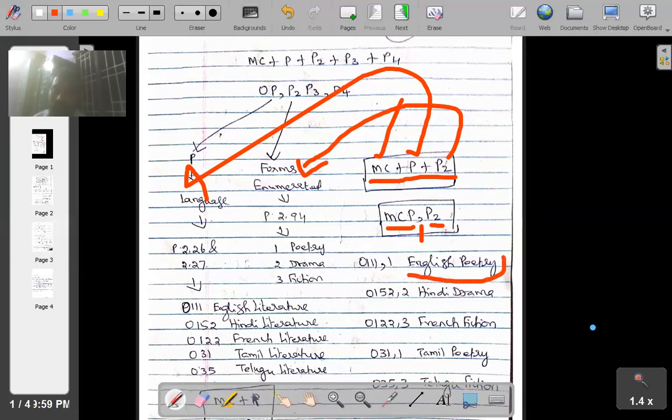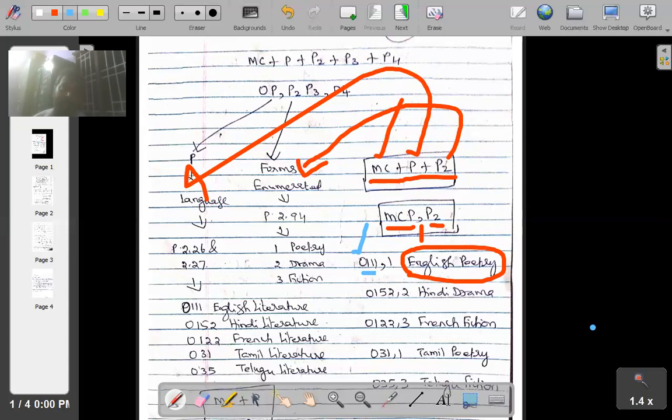English poetry. How to form a number for English poetry? So when you read this title, English poetry, you come to understand that this particular title is to be placed in the main class called literature. So once you find that, you go and write O. Fine. Then comes the first thing to be considered, the language. What's the language? English. Where to find the number for language? Please go to 2.26 and 2.27, and I found that the number for English is 111. That is P, I have written.